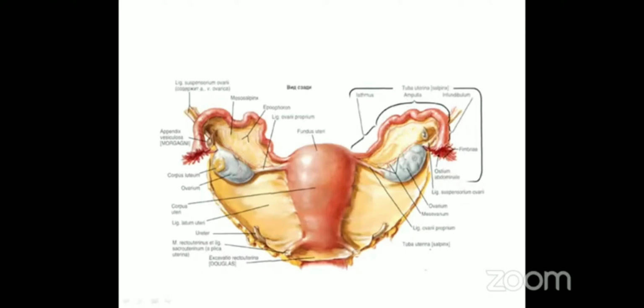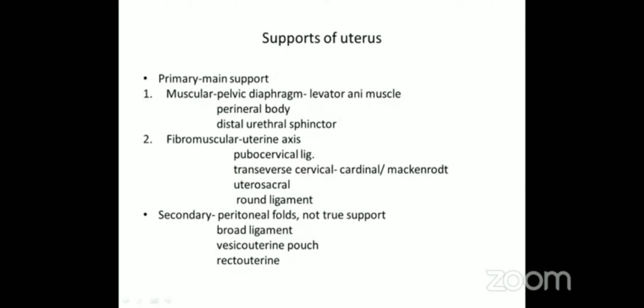The most commonly asked question in theory is the supports of uterus. Now, as it is a pelvic organ, whenever there is raised pressure inside, the chances of pelvic organs coming out from their openings is common. But that is not commonly seen because there are different supports for these organs.